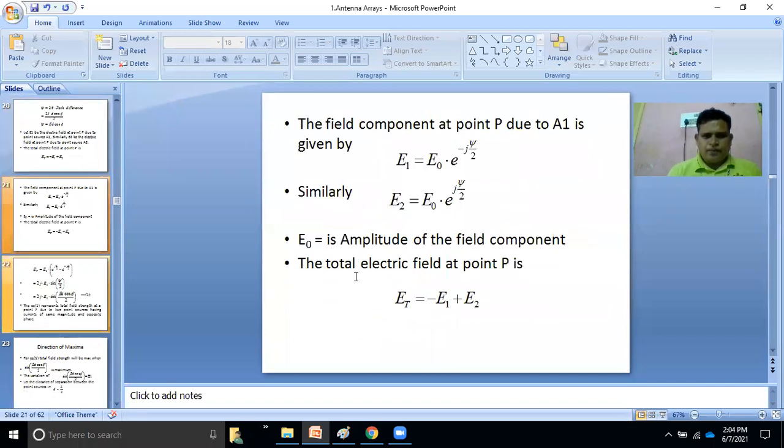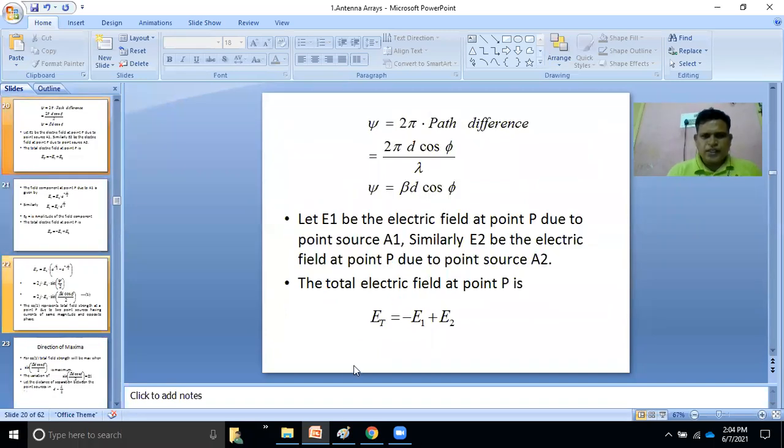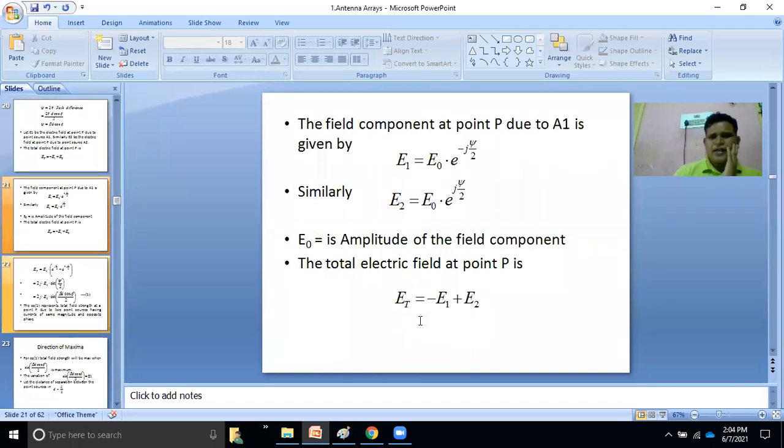Here the resultant of the electric field at the observation point P is equal to minus of E1 plus E2. Why this minus of E2? There is a 90 degrees phase shift difference between these 2 currents that are given to the antennas. That's why we can write E1 is equal to E0 e power minus j psi by 2, E2 is equal to E0 into e power j psi by 2.